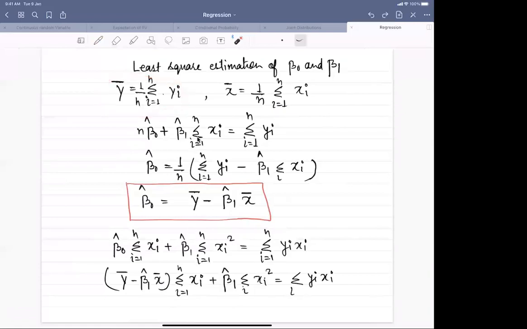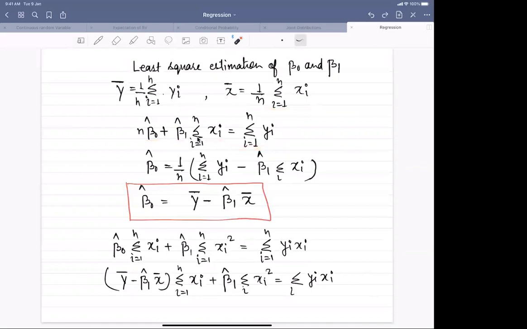As you know, the sample mean for y values, y bar, is equal to 1 by n summation over i = 1 to n yi. X bar, the sample mean for values of x, is 1 by n summation over i = 1 to n xi. Then we write the first equation: n beta naught cap plus beta 1 cap summation over i = 1 to n xi is equal to summation over i = 1 to n yi.